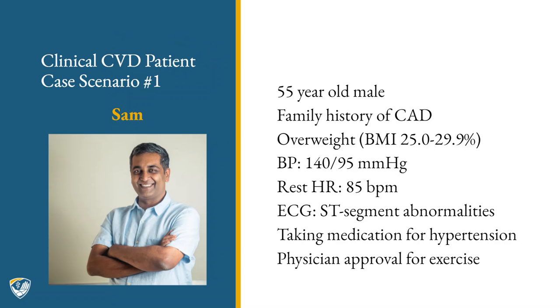So first, we have Sam. He's 55 years old. He has a family history of coronary artery disease. He is considered overweight according to his BMI. He is a little hypertensive. He has a high resting heart rate. His electrocardiogram has ST segment abnormalities. He is on medication for his hypertension, and he does have approval for exercise. So this is sample case 1.